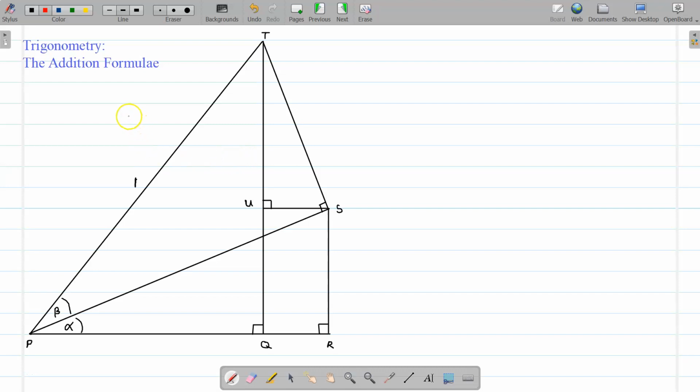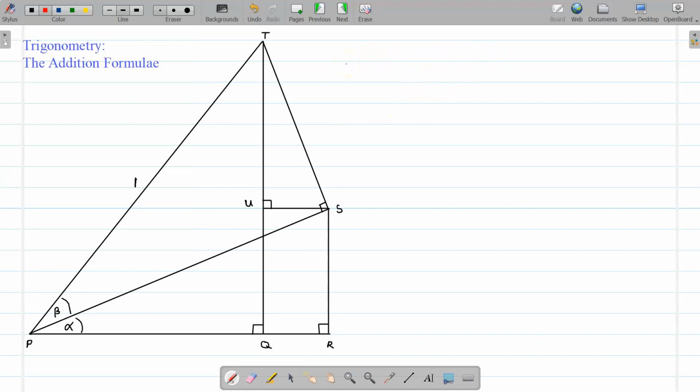Okay, welcome to this video for A-level trigonometry, and this is about the addition formulae. It's about finding a result for the sine of the angle alpha plus beta in terms of just sine and cos of alpha or beta alone. Now let me show you how this works.